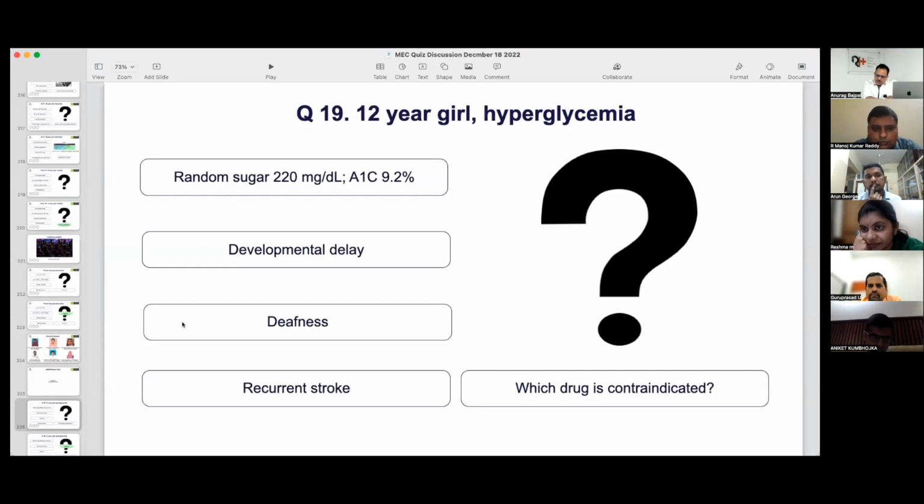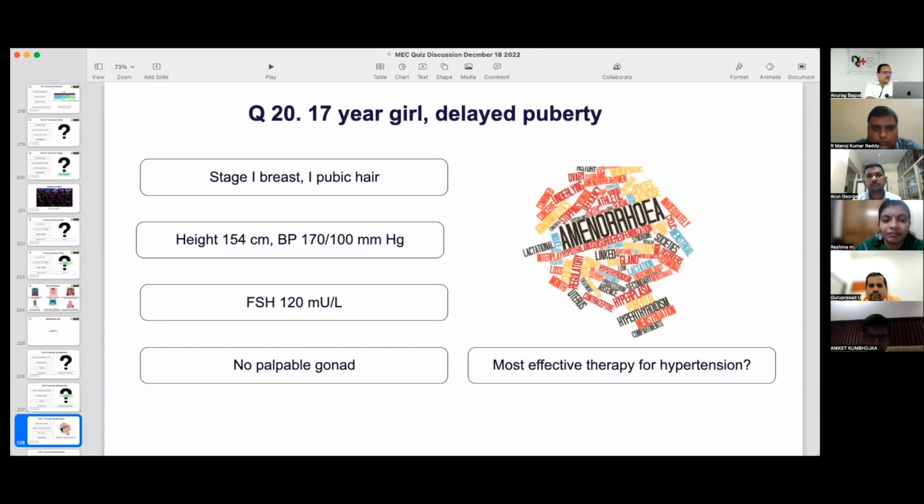The next question is directly to Dr. Arun George. And Dr. Arun, your question is, a 17-year-old girl with delayed puberty. Now listen carefully. It's a bit of a tricky question at the end. Stage 1 breast development, stage 1 pubic hair. So delayed puberty, no breast, no pubic hair, normal height, hypertension, and there is a high FSH. There is no palpable gonad. Now the question is, what is the most effective therapy for her hypertension?